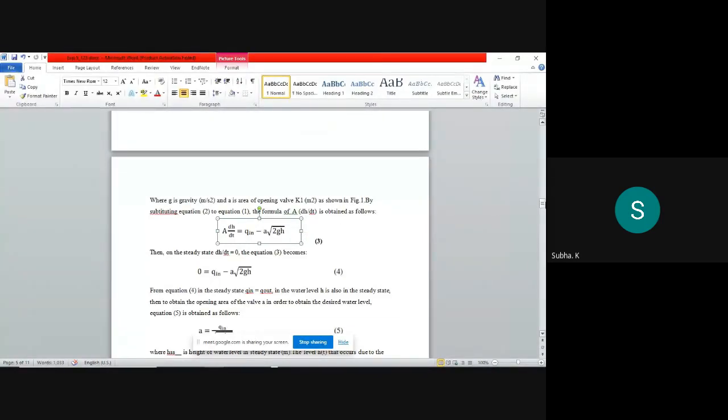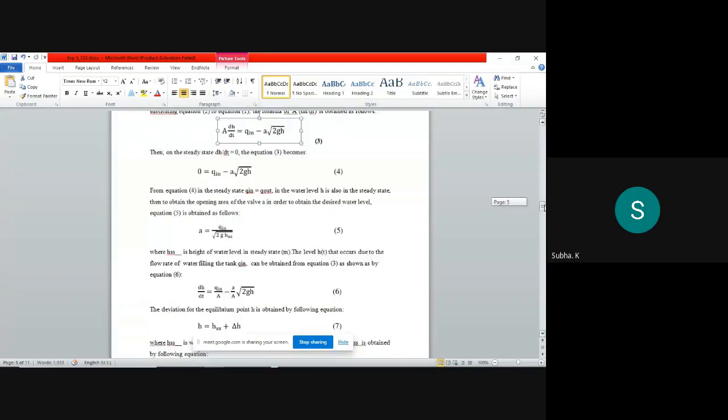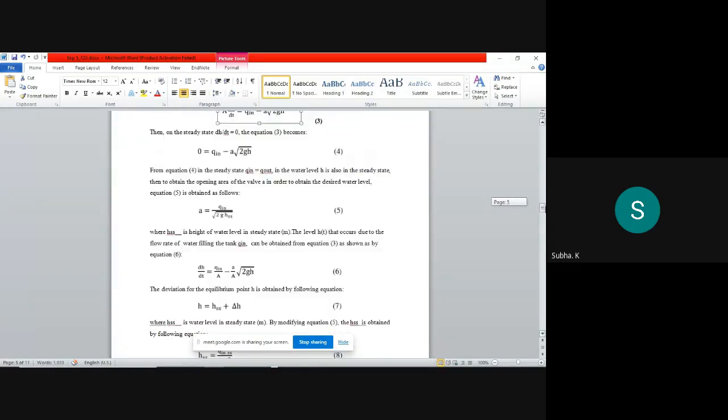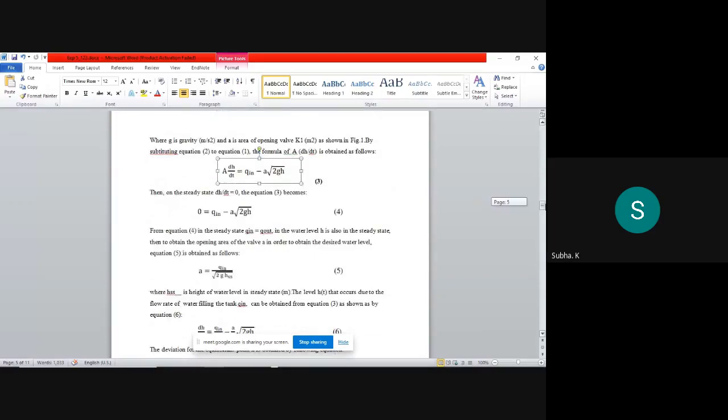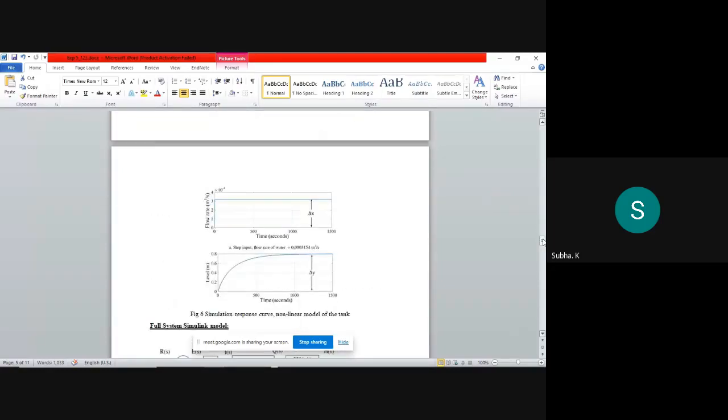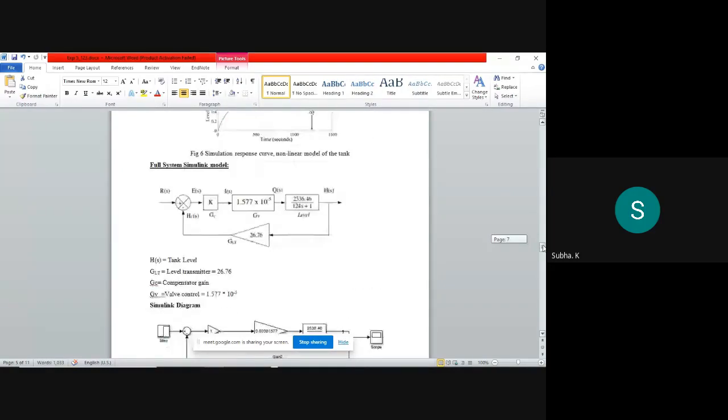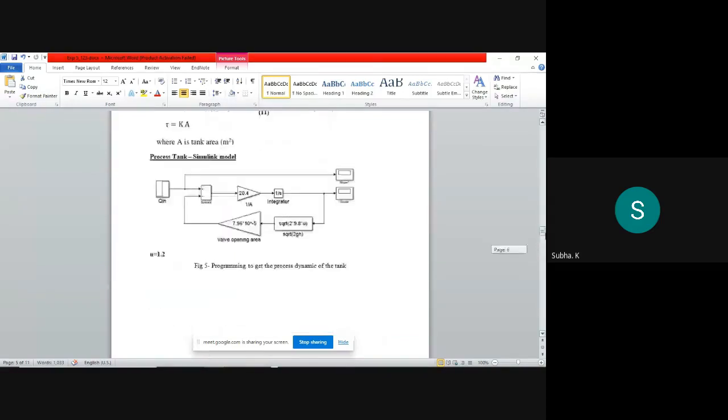Here A dH by dt is Q out. Q out represents my water flow output rate, and Q in is the water flow input rate. So this equation only they have represented in the block diagram, I guess. I think so, by this block diagram.